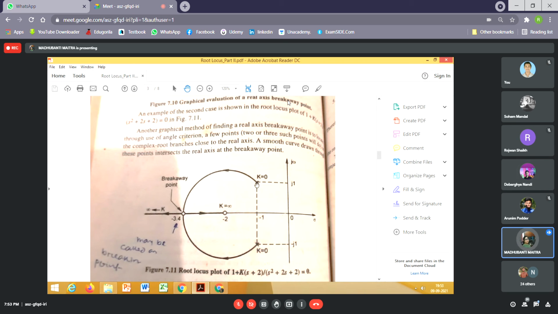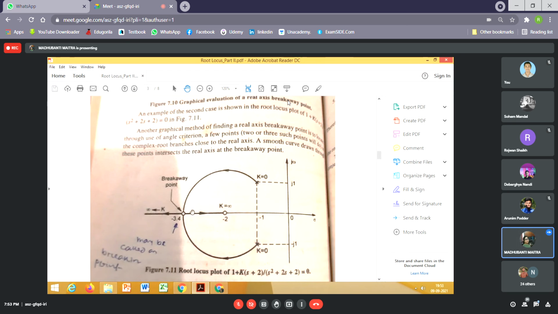We know that when k is equal to 0, two root branches will originate from these two open loop poles, which are complex conjugate in nature. So the root branches will be like this, and geometrically we can prove that this will be a part of a circle, right? And you see, initially the root branches are complex conjugate in nature, okay?